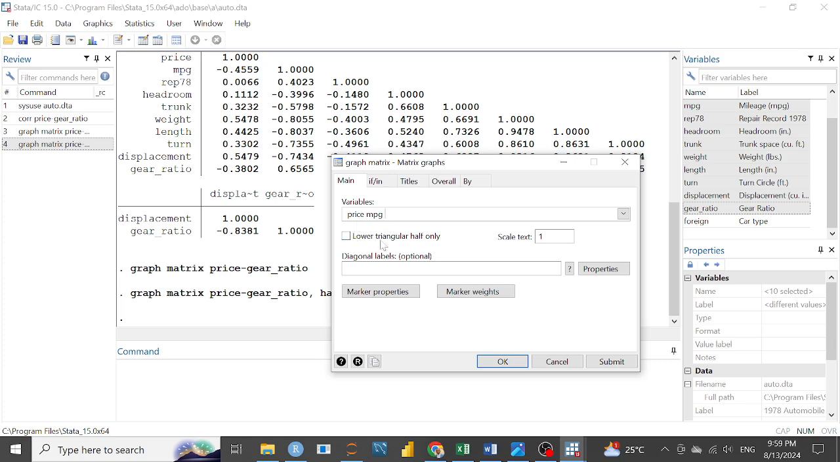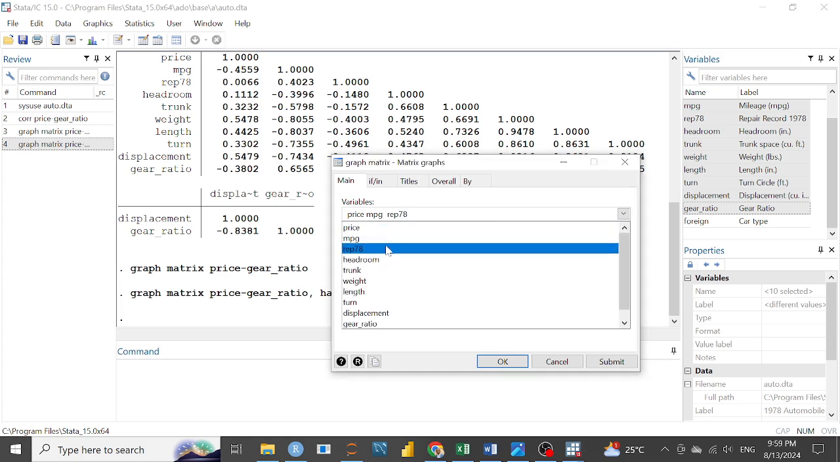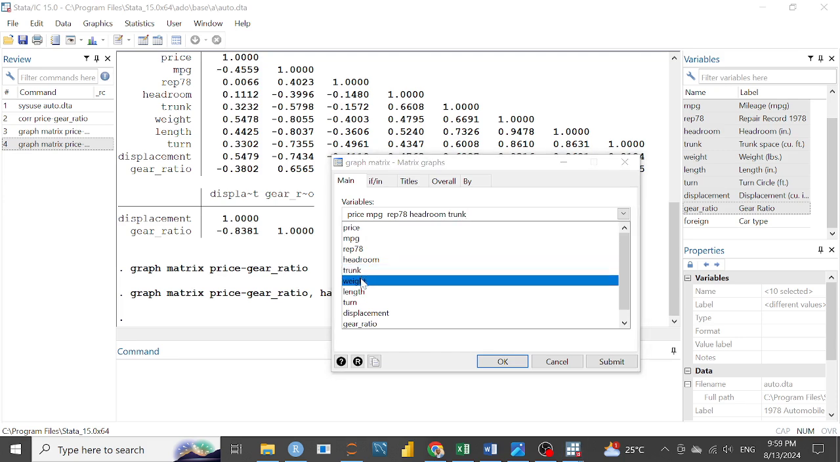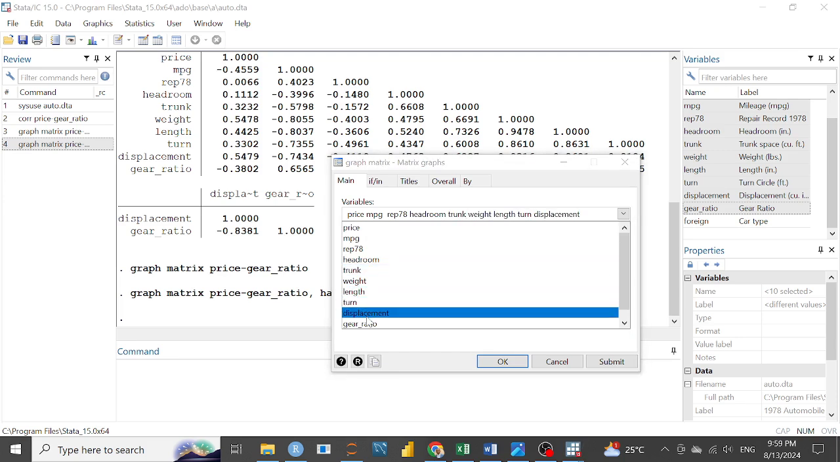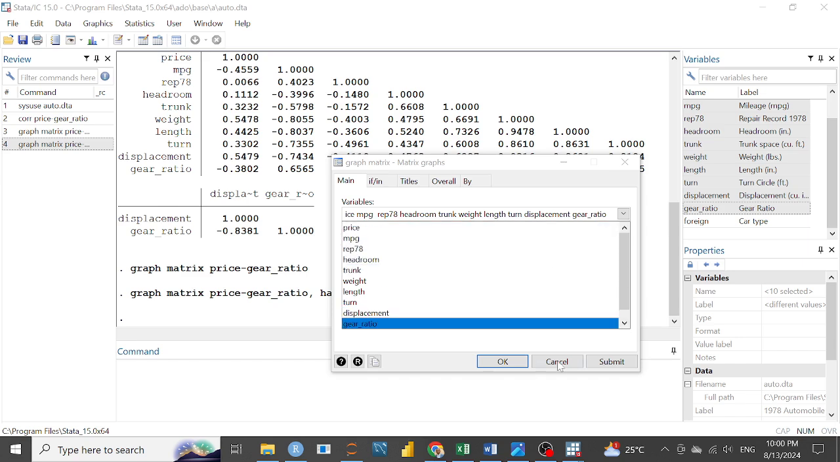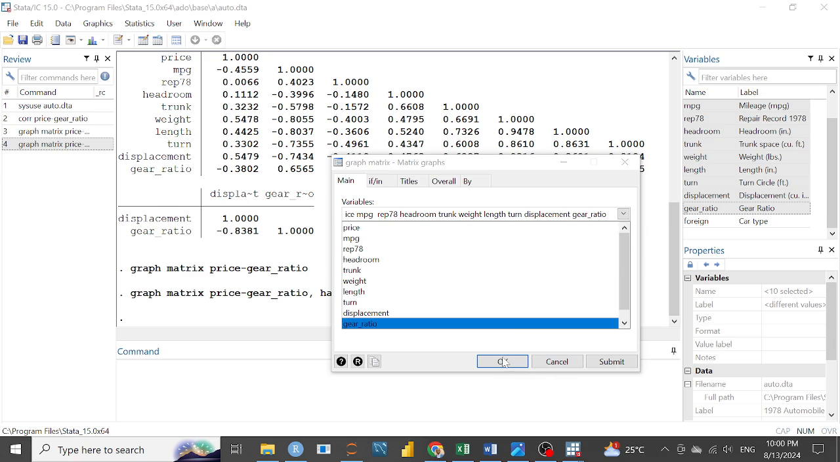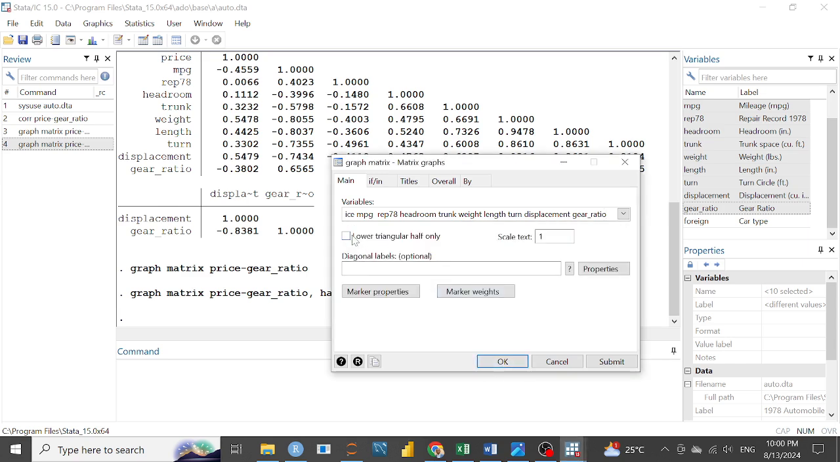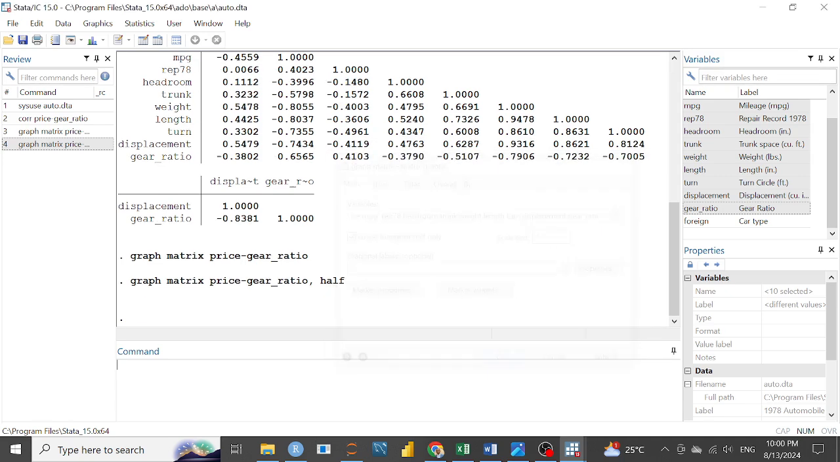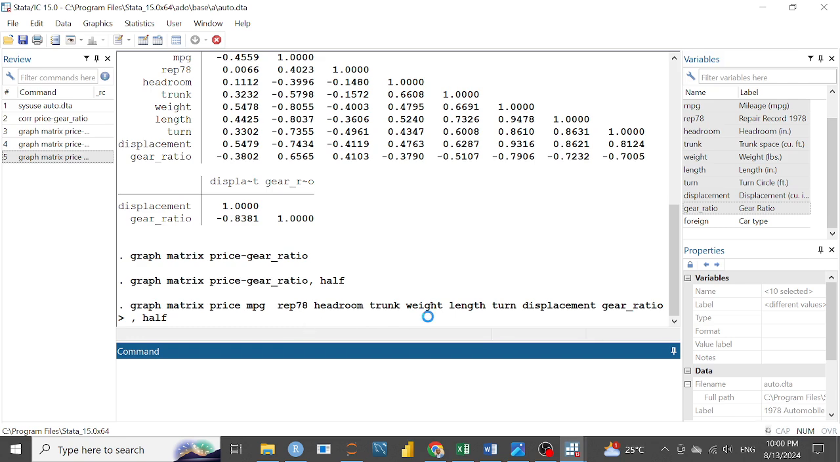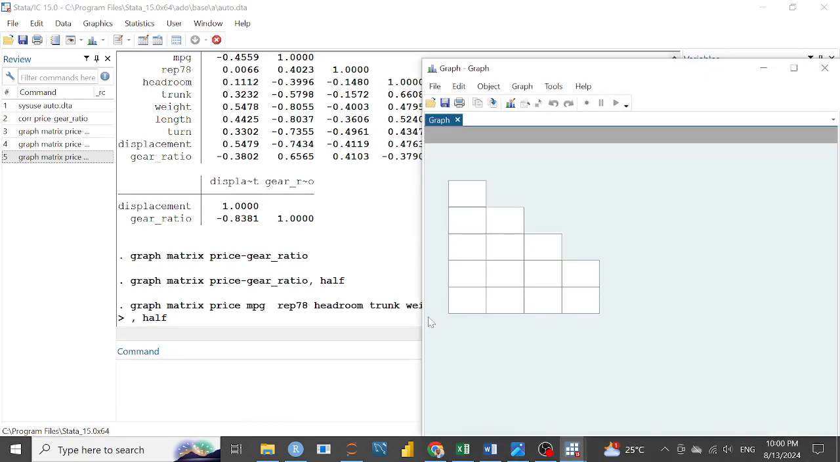Continue to pick. So pick this, pick weight, pick length, everything you want to pick. Then you can okay this. You see, you can see the lower triangular half only. You just pick this. Diagonal labels, if I want it, I put it there. If I don't want, I just okay. You can see. So that's done it, just exactly the way I did it that time.